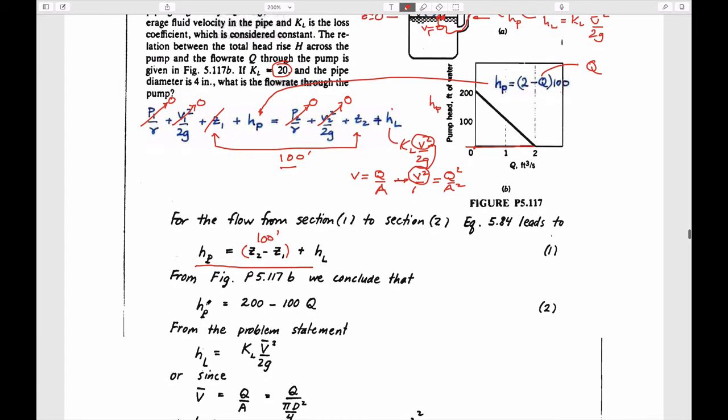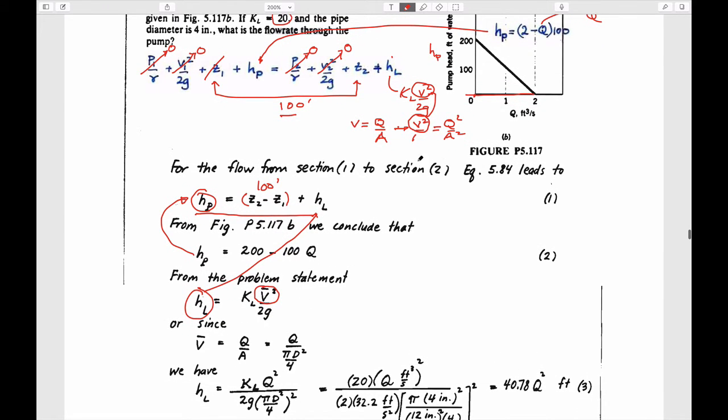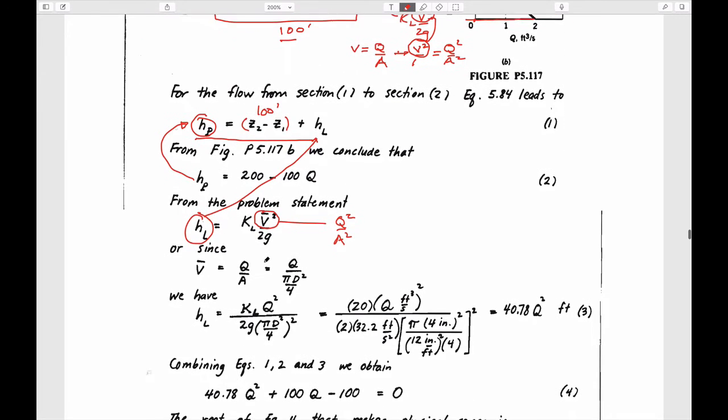We know that the pump head here is given by this term here. We know that the head loss here is given by this term here. And we can convert this Q squared into what we've done. So this, V squared is just equal to Q squared over A squared. And so if you make those substitutions into this equation 1, then we end up with an equation to solve.